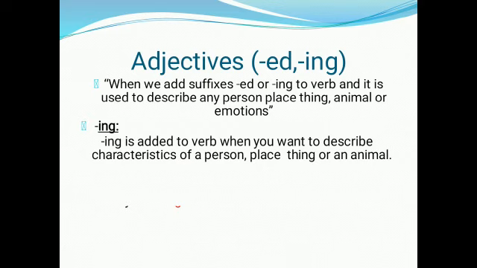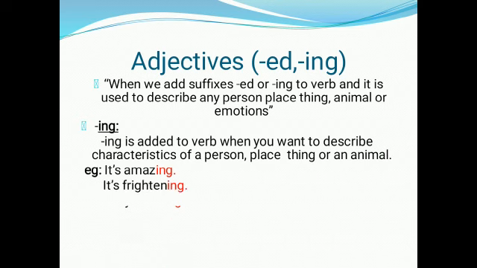We are not going to consider emotions in ing adjectives, because when you want to describe the characteristics of a specific, particular person, place, thing, or animal, there you will use an ing adjective. Let's see these examples. It's amazing. Here the ing suffix is added to the word amaze, so it has become amazing. Now amazing is just describing a particular thing. It could be a particular place or a particular animal as well. So the specific subject is being described by the word amazing.